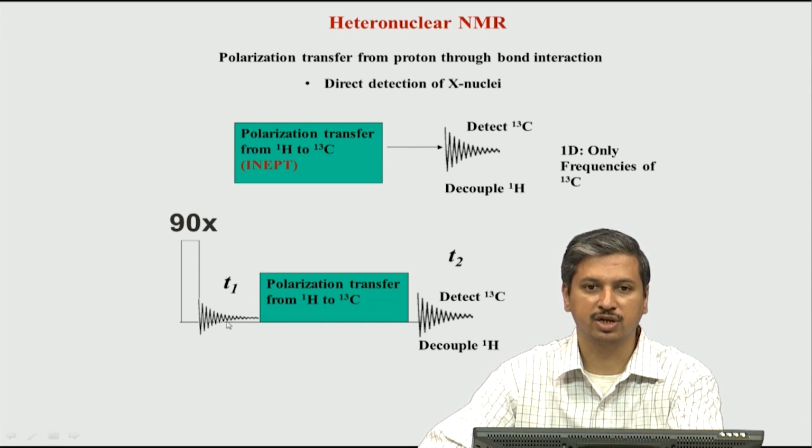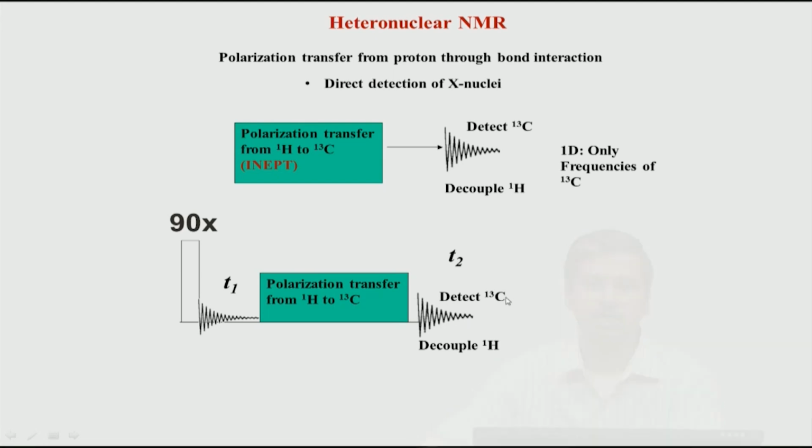After evolution has happened for some duration, we transfer that polarization, and after this step my magnetization has come to carbon. Now I excite the carbon with a pulse, which is not shown but is part of this block, and when I apply the pulse, the carbon comes into the xy plane and evolves with the chemical shift of carbon. So, this is the carbon detection experiment.